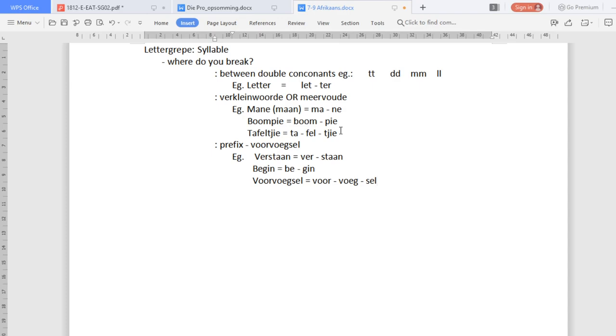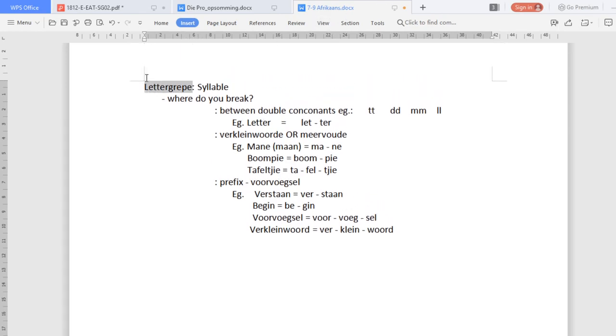Okay. Let's look at verkleinwoord. It's ver, klein, woord. Right, there's a couple of examples for that. So that is lettergrepe. Lettergrepe is syllables.